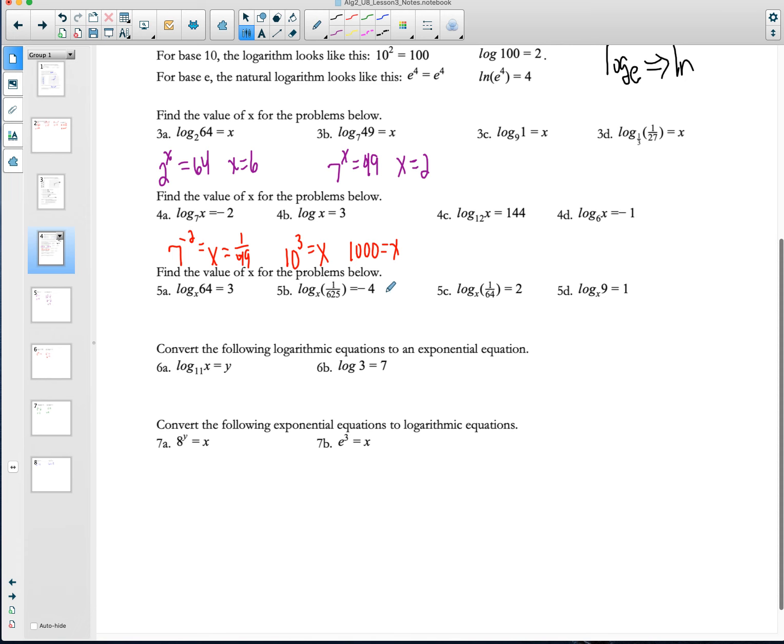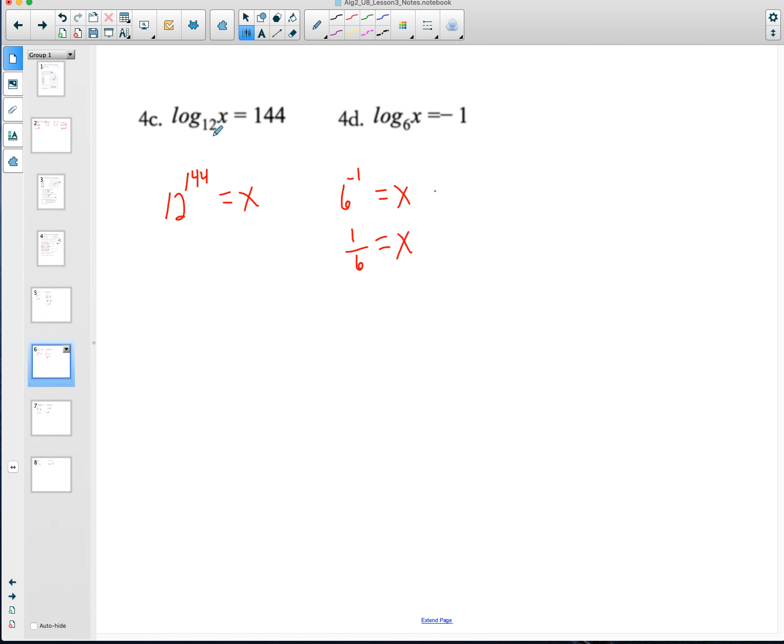All right, so let's jump in. Once again, I have those written out right over here. So this would be base 12 to the 144th power is equal to x. I think we probably just want to leave it like that. I don't think we want to try to multiply that out. That's a really big number. It might make your calculator freeze up. So we can leave it like that.